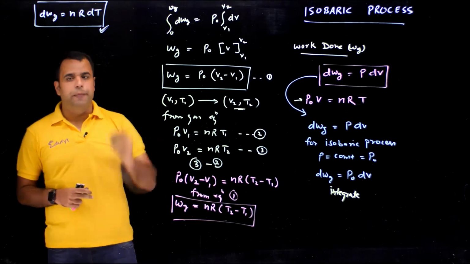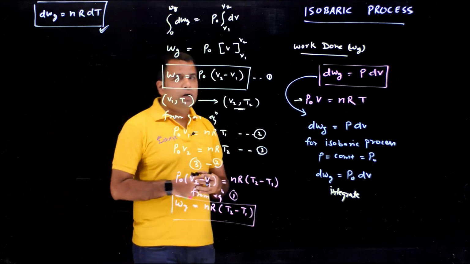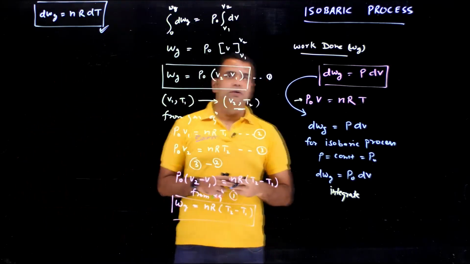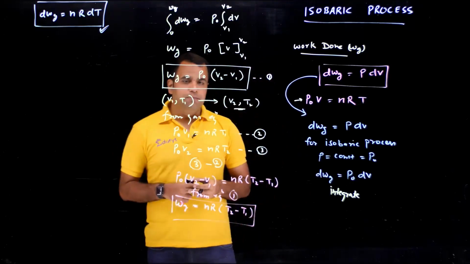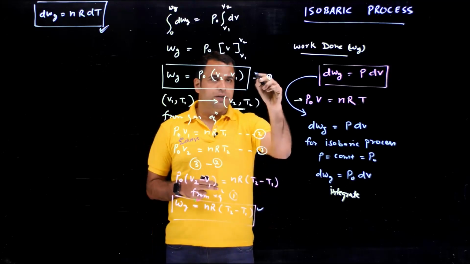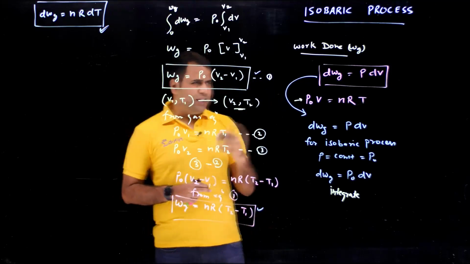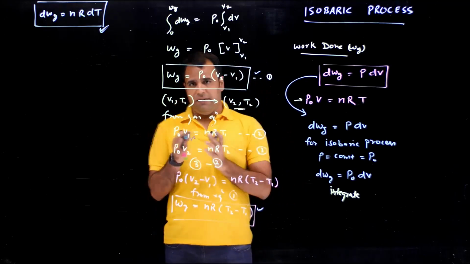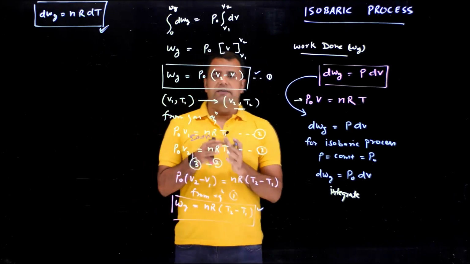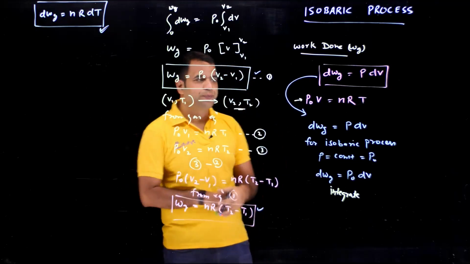Okay, so we have calculated the work done for the isobaric process in terms of volume as well as in terms of temperature. These equations we have got. Either of the equations we can use to solve the question, depending upon what values are given in the question, whether they have given the temperature or the volumes. Okay, thank you.